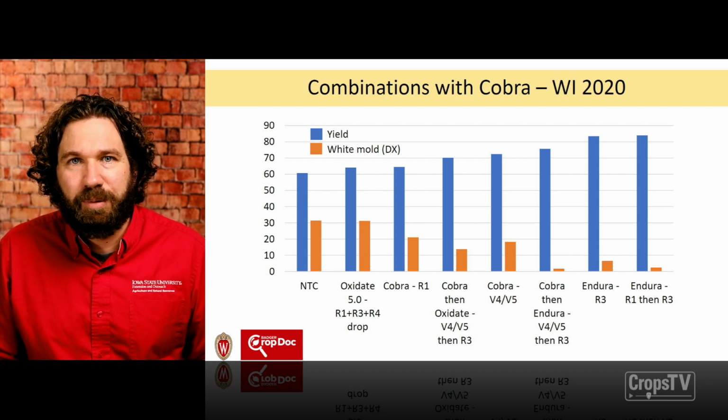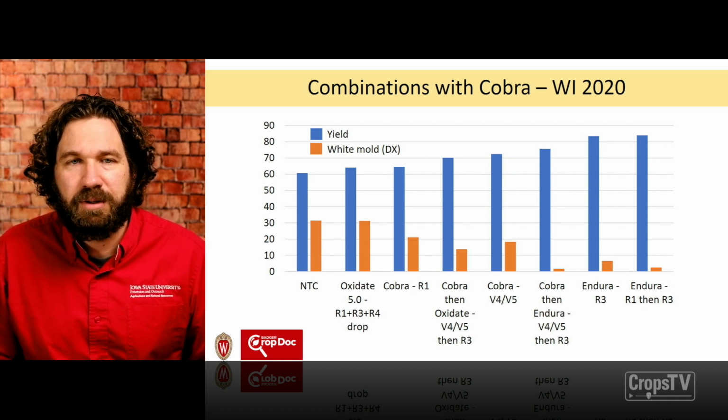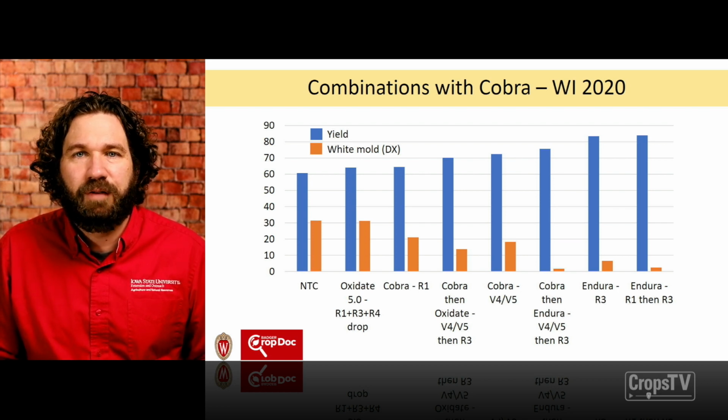again, we're seeing just a little bit lower yields when we're applying Cobra compared to Endura alone, those one or two applications of Endura. So it's something to continue to play with, if you can just use it in parts of a field, or in patches, or in fields that have really, really high levels of white mold.